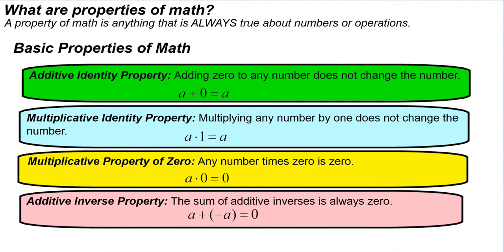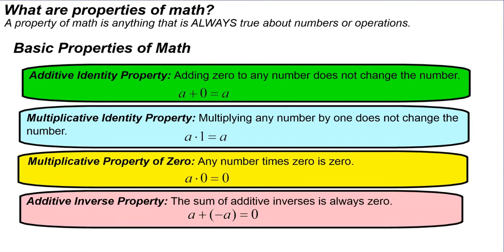We have one called the additive identity property, and that means that adding 0 to any number does not change the number. So that looks like a plus 0 equals a. So anytime you add 0 to something, it doesn't change the number. We have the multiplicative identity property. That means multiplying any number by 1 does not change the number. So a times 1 equals a, no matter what a is. So anytime you multiply by 1, the value does not change.